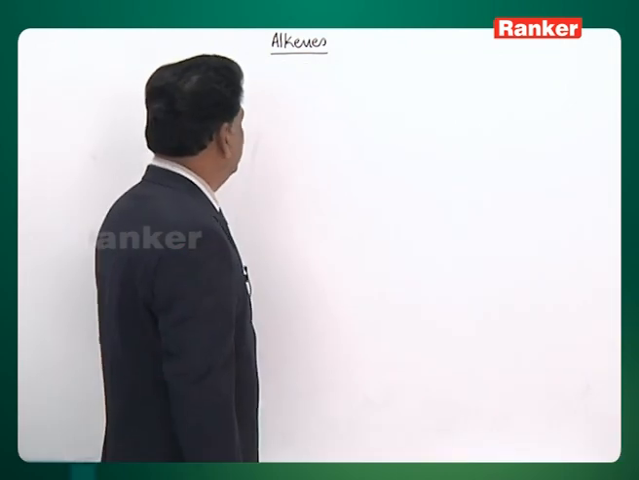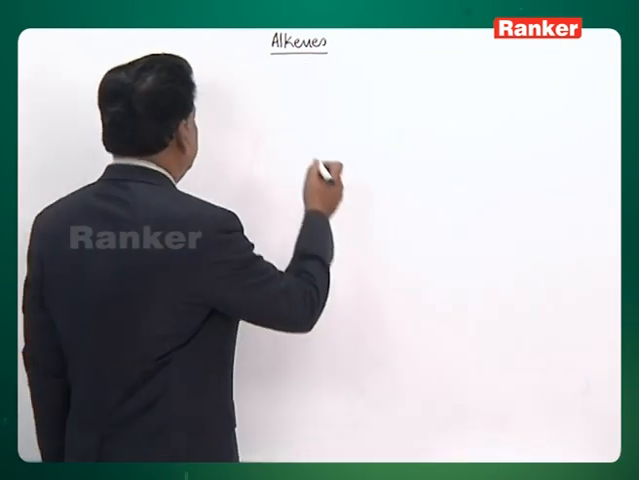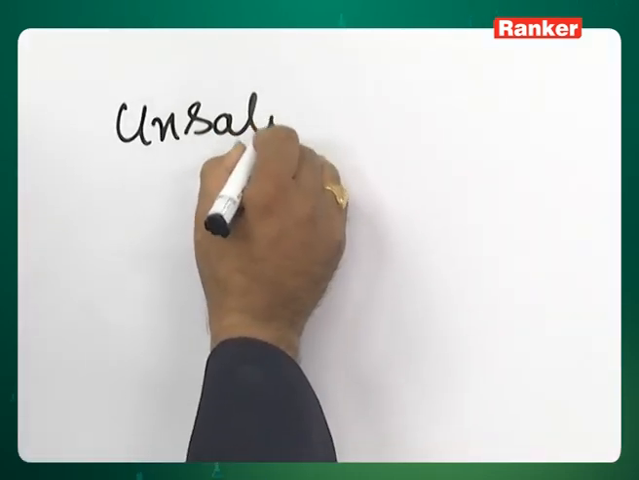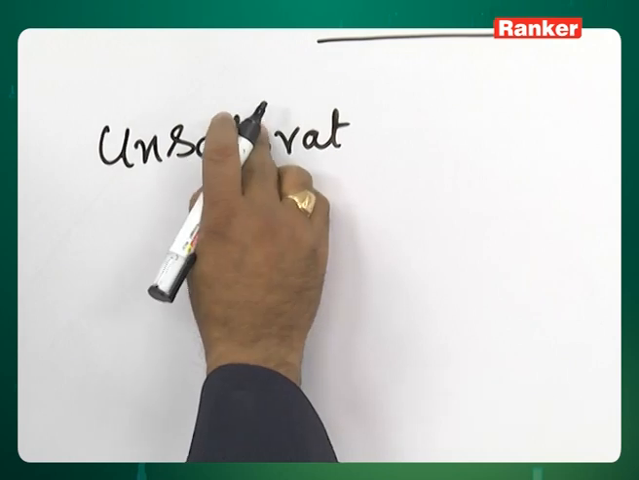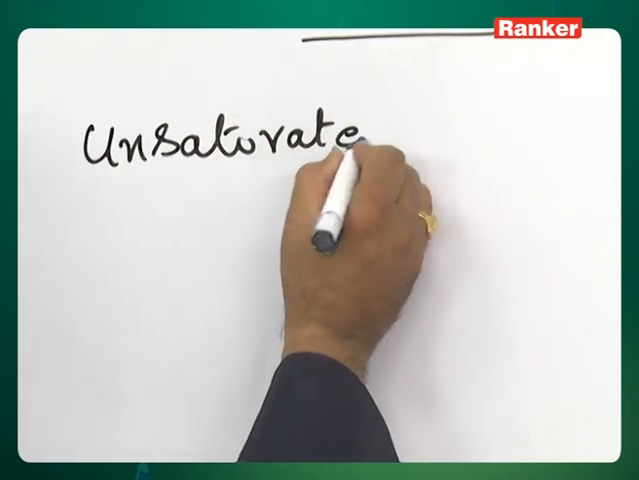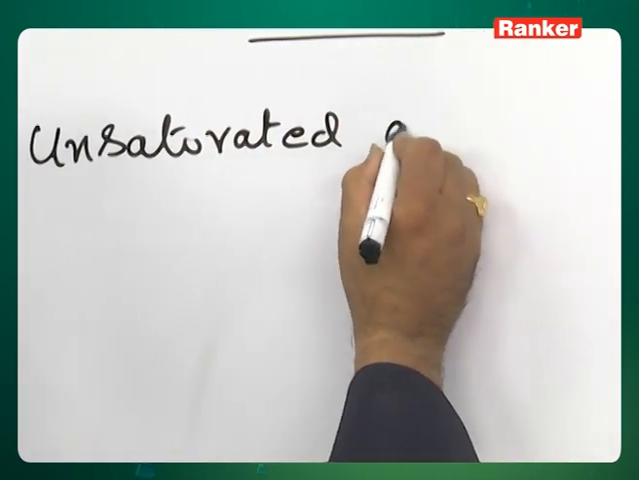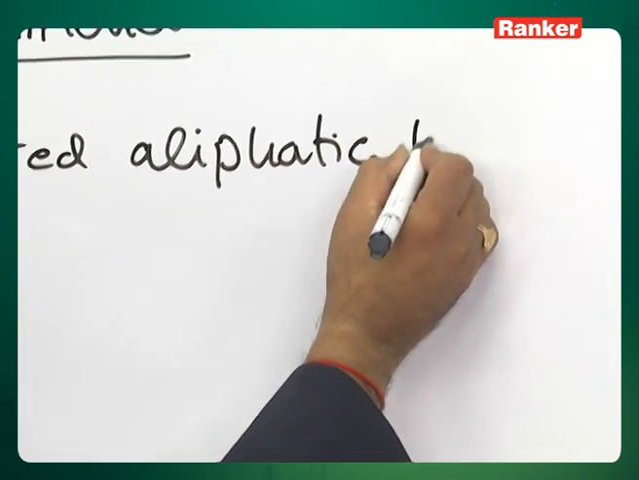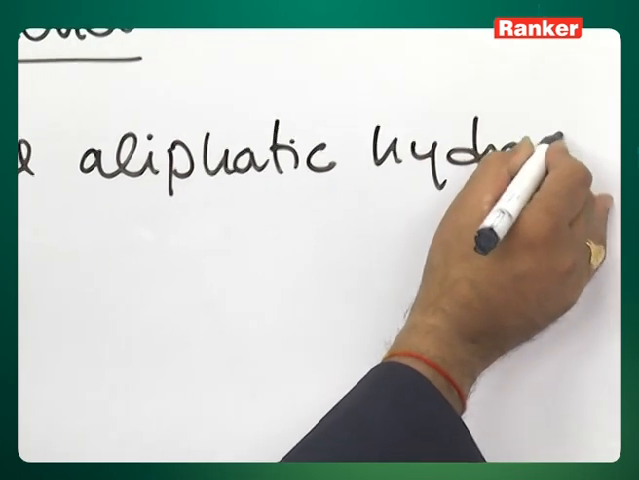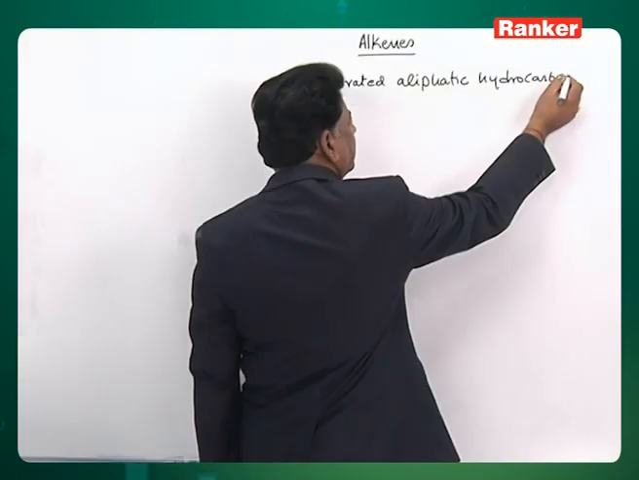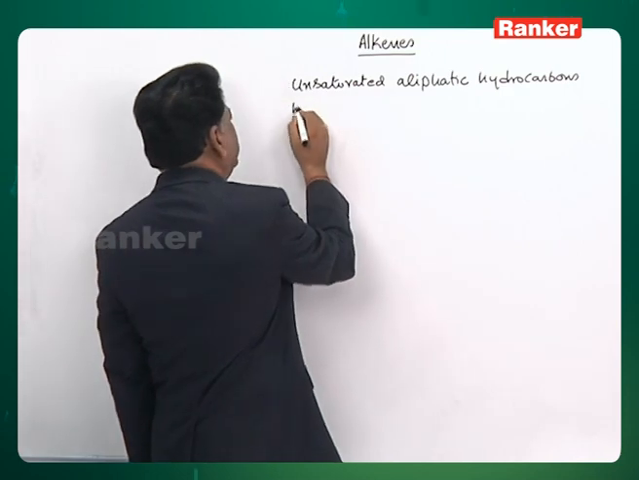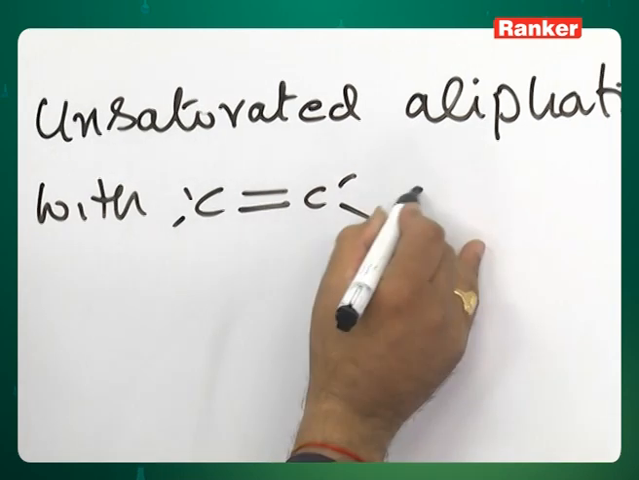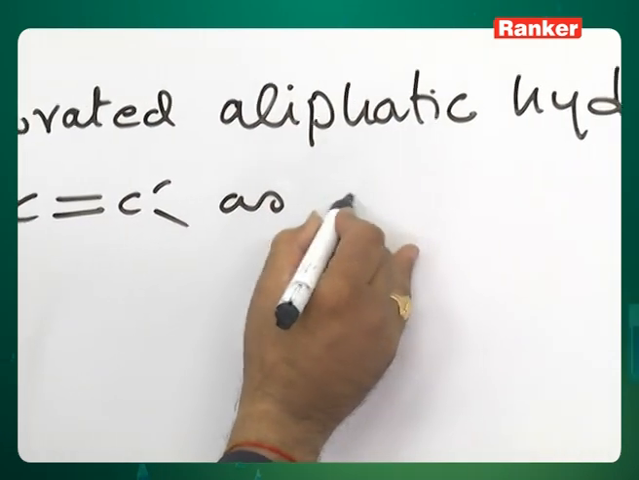Today we will take the topic called alkenes. Alkenes are unsaturated aliphatic hydrocarbons with carbon-carbon double bond as a functional group.